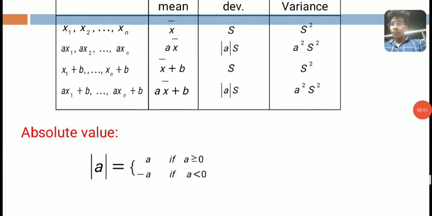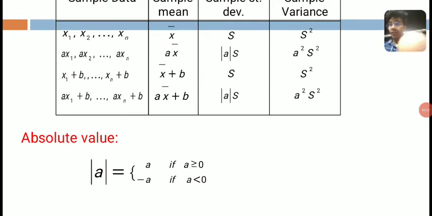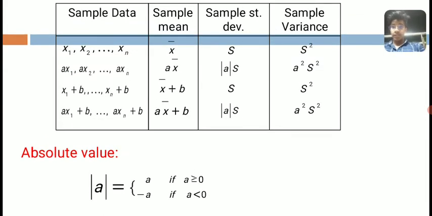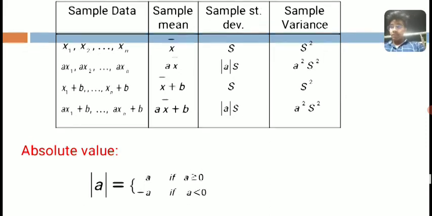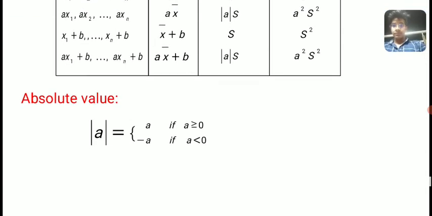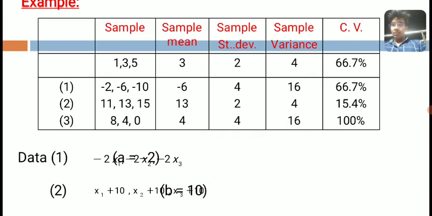And for the values ax1, ax2, and so on up to axn, the sample mean is a x bar, the sample standard deviation is mod a times s, and the sample variance is a square s square, where mod a is a if a is greater than or equal to 0, and minus a if a is less than 0. So this is an example regarding a sample, sample standard deviation, sample variance and coefficient of variation.